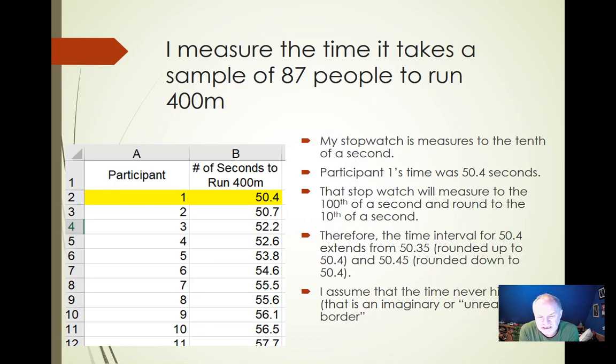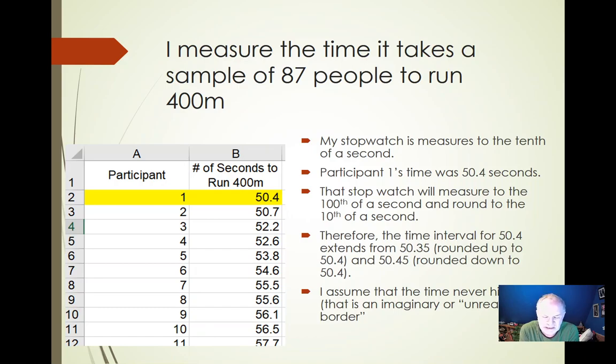Now the stopwatch that I recorded this on was accurate to the 10th of a second. So my lowest unit of measure is the 10th of a second, which is 0.1 of a second. Now I have to think that my stopwatch is to the 10th of a second, so what does 50.4 seconds represent as a 10th of a second? It is measured in terms of the apparent limit at the 50.4.